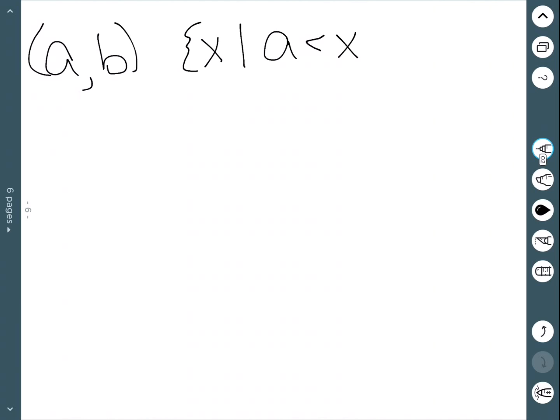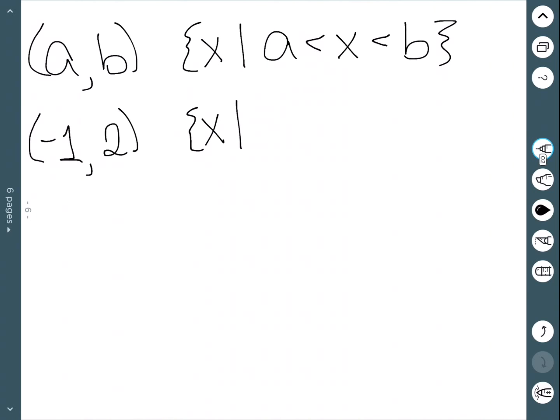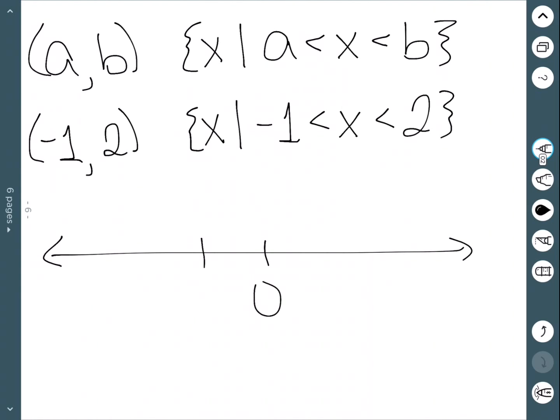The fifth type of interval would be a comma b in parentheses. This is the set of all x such that a is less than x is less than b. It's the numbers in between. As an example, -1, 2. This would be all the numbers that are bigger than -1 and smaller than 2. If we try to graph it, we would put either parentheses or open dots on both -1 and 2 and shade in the middle. And these are the numbers that we would be considering.